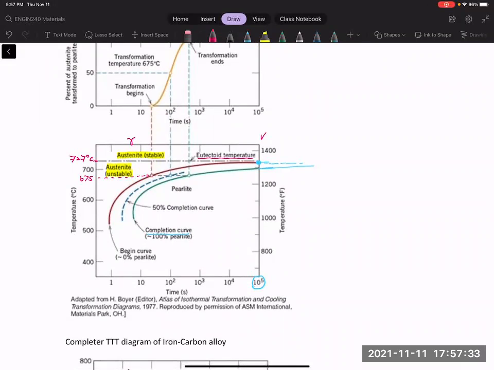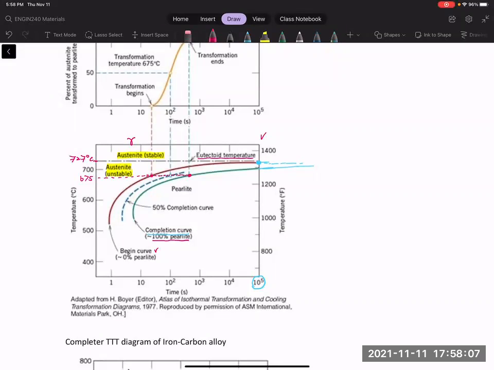And how much time does it take to transform? This is the starting time when you start to have the transformation. So this is what they call the begin curve. It's 0% pearlite at the beginning, but if you keep it at the same temperature over a certain period of time, it will complete 100% of the pearlite. So the green is 100% pearlite, the red line is 0% pearlite.